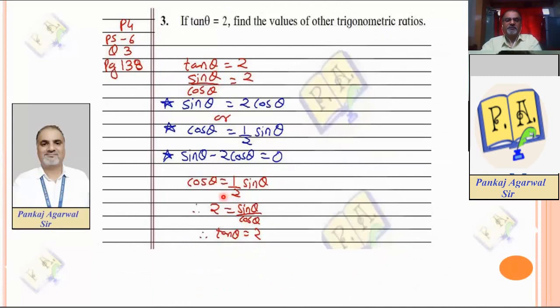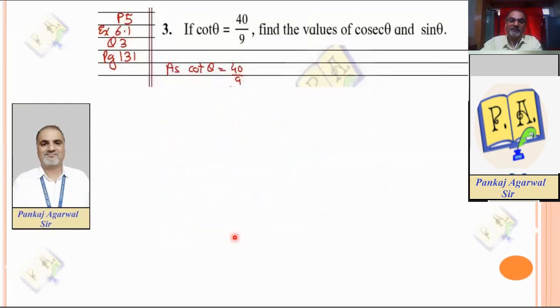Now, P4 can be asked in another way. What is tan theta? 2. What is tan theta actually? Sin theta upon cos theta. So, sin theta upon cos theta is 2. So, in the examination, they can ask you sin theta is equal to 2 cos theta, or cos theta is half sin theta, or sin theta minus 2 cos theta equal to 0. All these three are the same as tan theta equal to 2. So whenever such relationships are given in the examination, convert them into a single term and do it like the P4 answer.